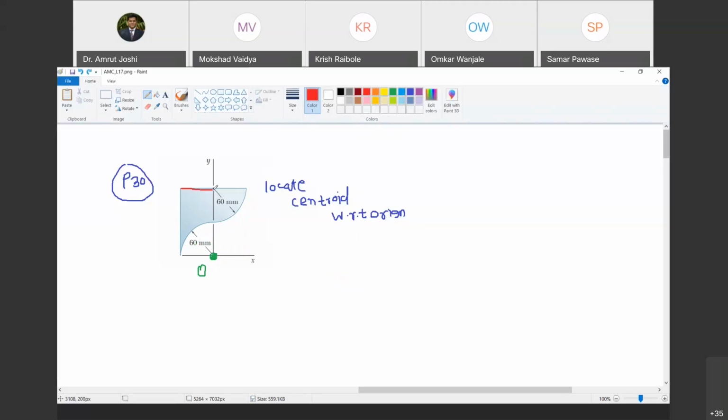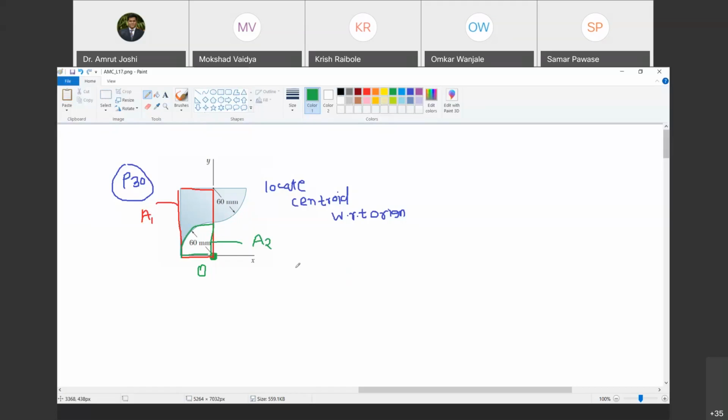We are going to take this as A1, which is marked in red. Are you with me? Yes, sir. Do we know the centroid of A1? Yes, because it is a rectangle. Then the second figure that we are going to take is this quarter circle, and I am going to call this A2. Are you with me? Yes, sir.